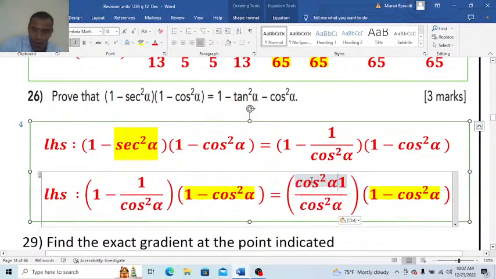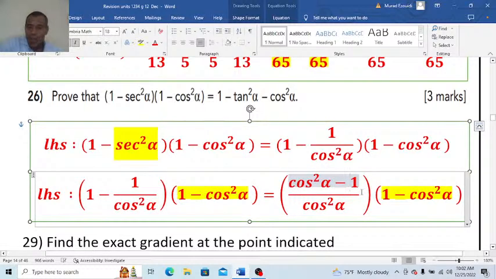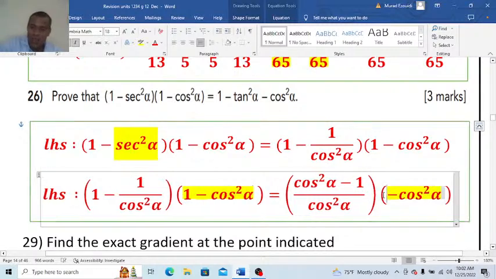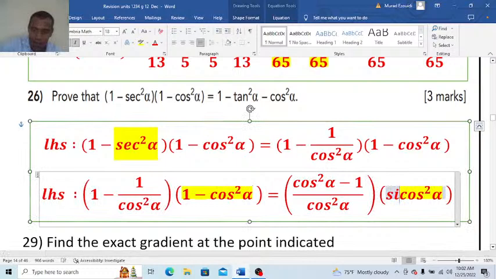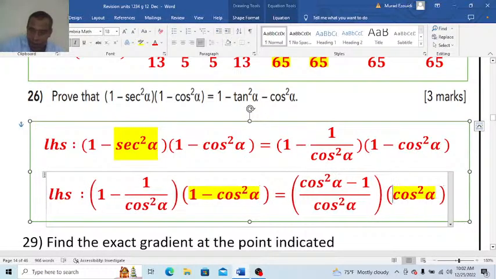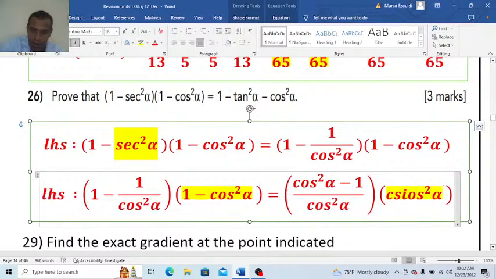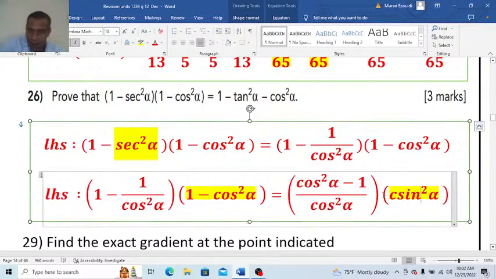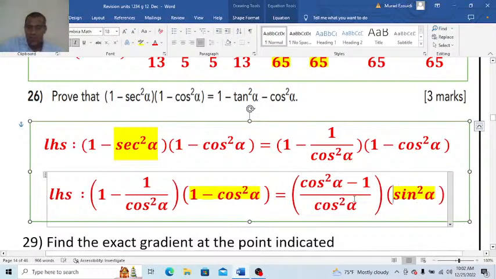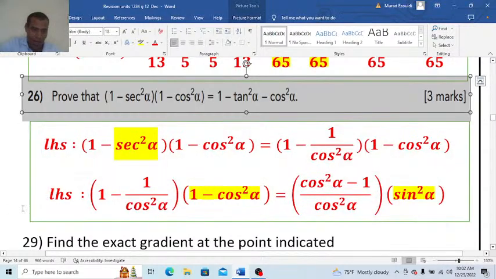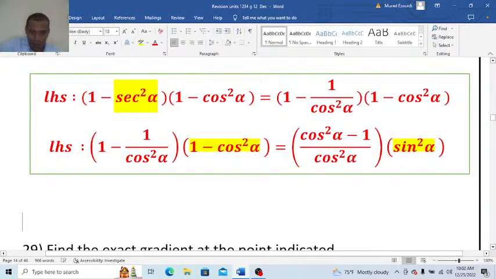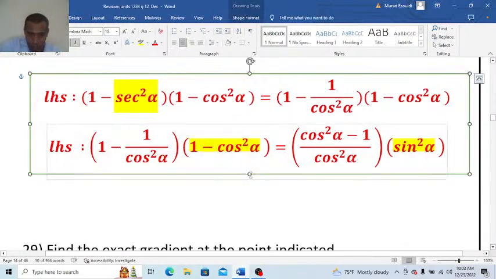Okay, cosine square minus 1 multiplied by sine square, because 1 minus cosine square is sine square. I'll just write this sine square. Then I will erase this one, then this one. Therefore, learners, I will expand this if it is possible. Now we'll extend my area where I'm solving.